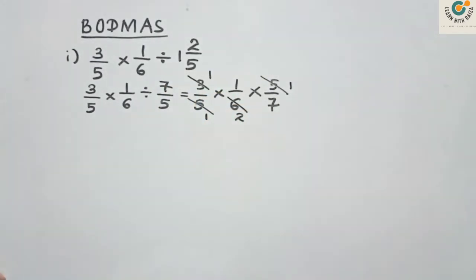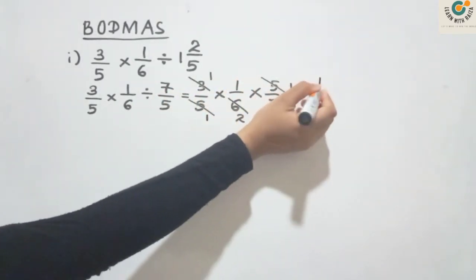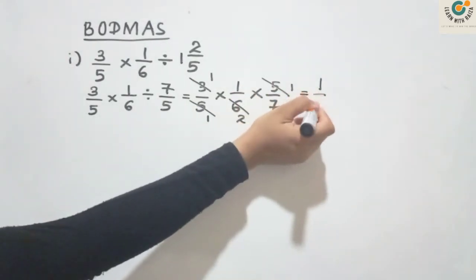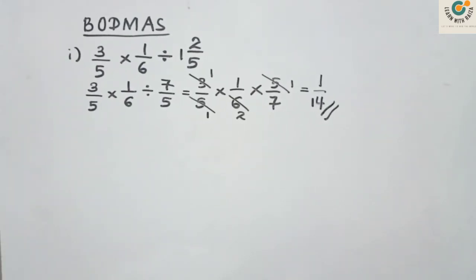Any other things? No. 1 times 1, 1. 1 times 1, 1. So 1 comes in the numerator. 1 times 2, 2. 2 times 7, 14. So this is in its simplest form. It's not improper, so no need to convert into a mixed fraction as well.